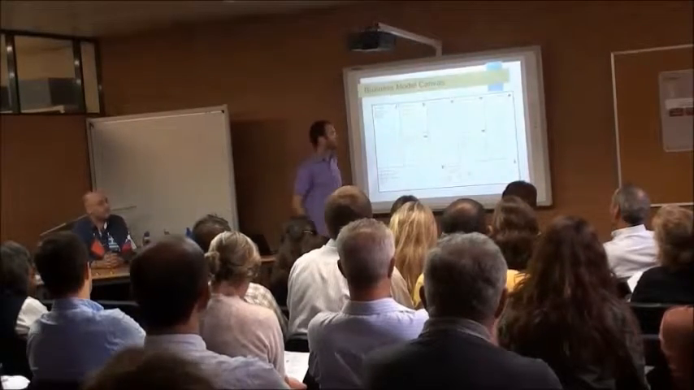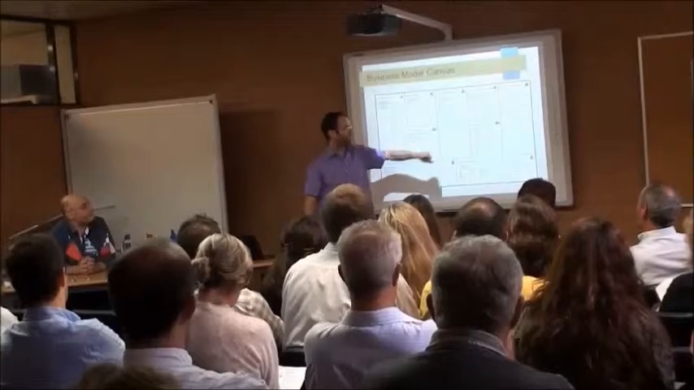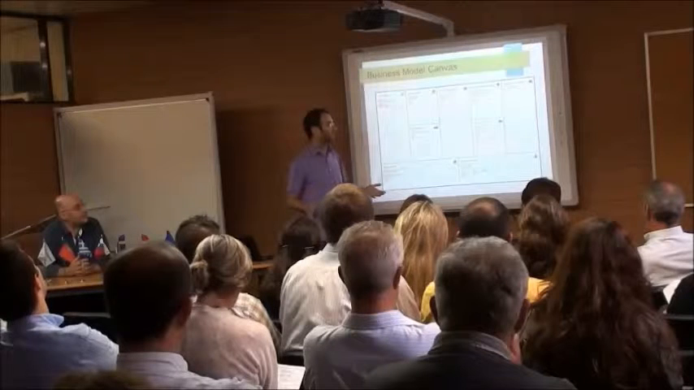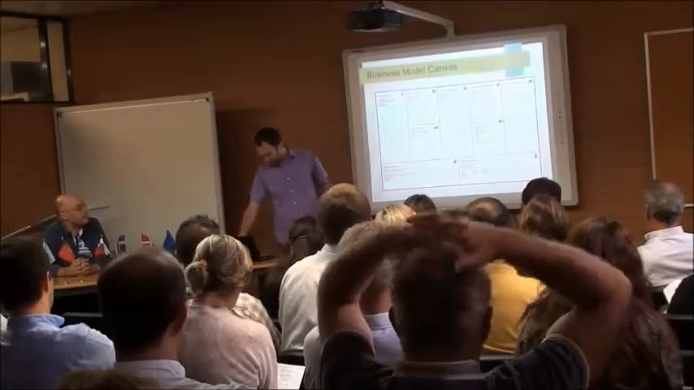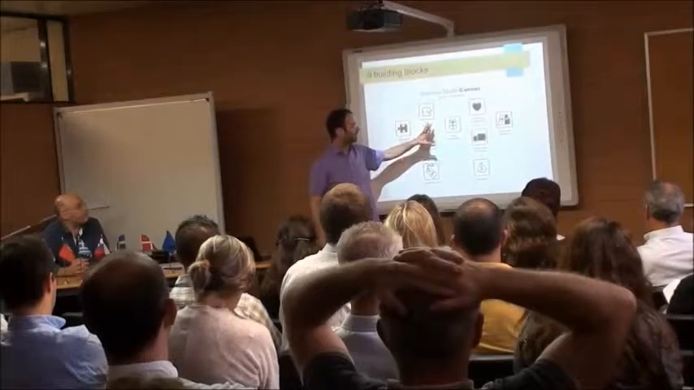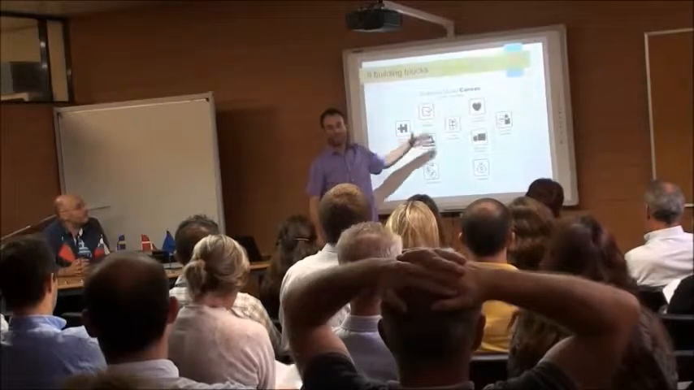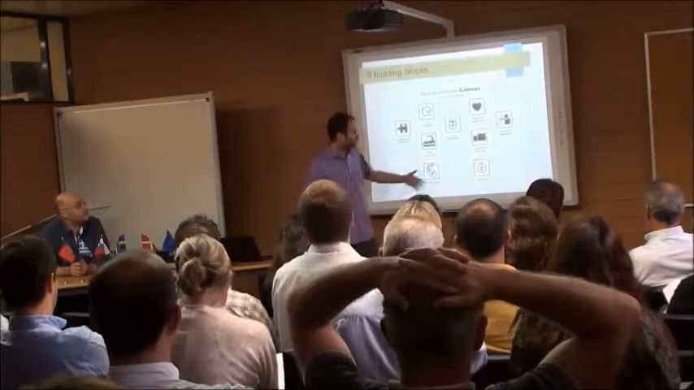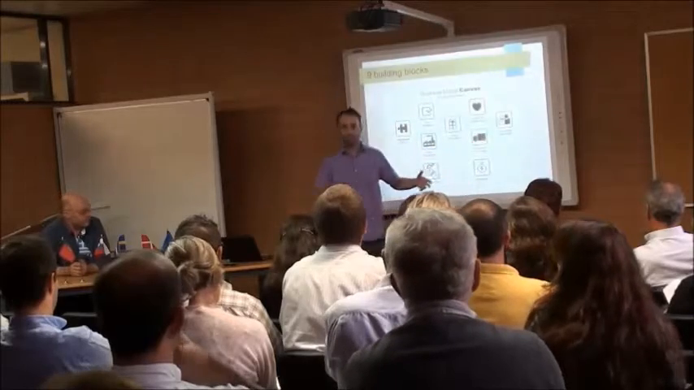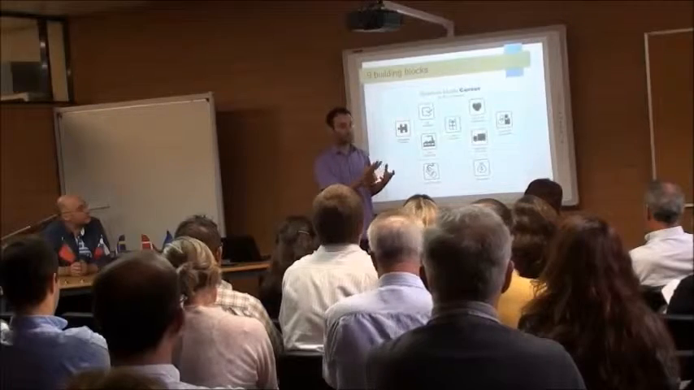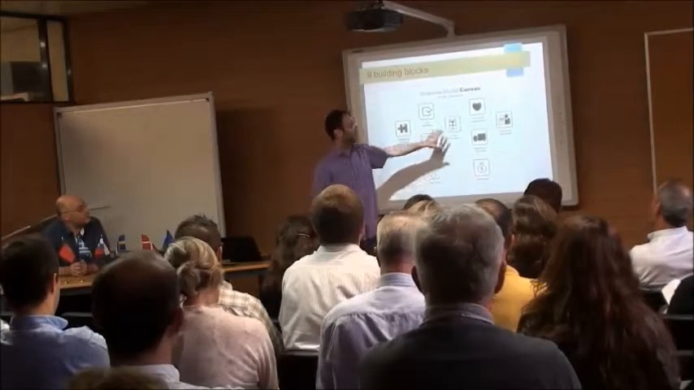Okay, so the canvas itself is divided into 9 sections, we'll see them soon, which try to cover the most important aspects of building a business. Schematically, we have a value proposition, which is a product or service that we are going to provide. A customer segment, which are those groups of people that we are targeting with our value, our product or service.